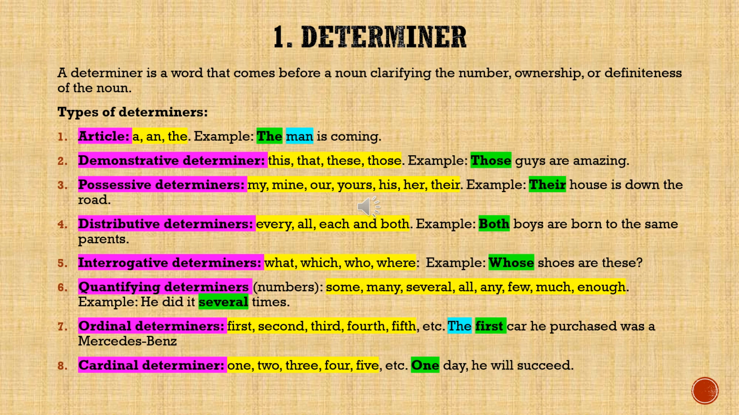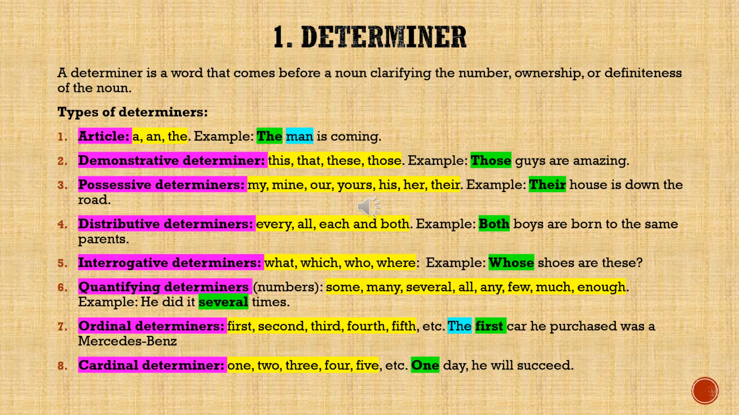1. Article. There are only 3 types of articles in English language: a, an, and the. For example, in the sentence, "The man is coming," the is an article, while man is a noun. You can see that the in that context is clearly defining the noun man.